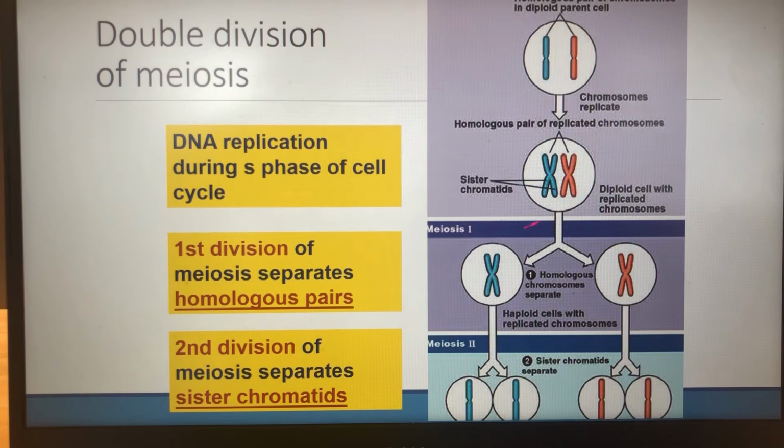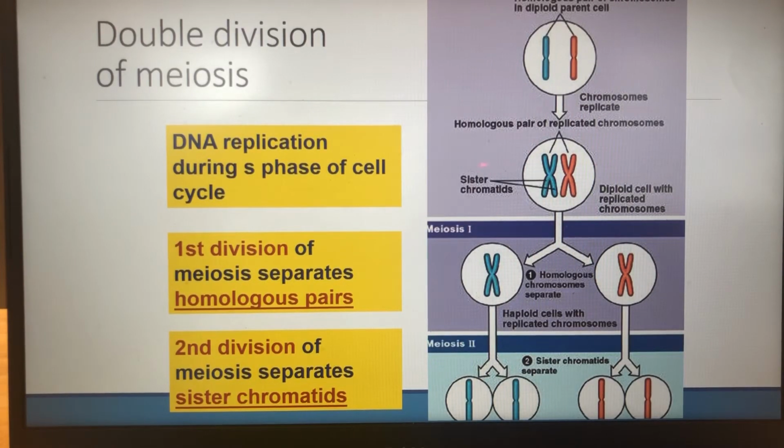Now we're going back to the cell cycle. The first division of meiosis, do you see this in bold and underline? You have to know this to get through this test. The first division of meiosis separates the homologous pairs. So at that point, we have halved the chromosome number. The second division has the sister chromatids.